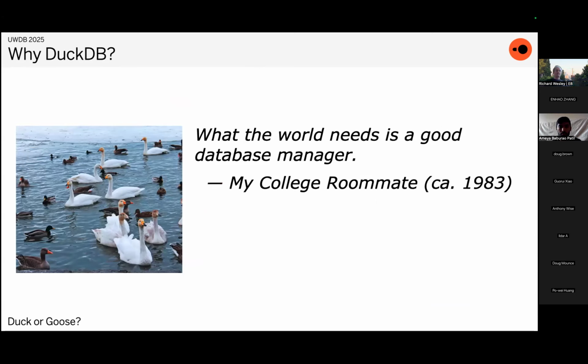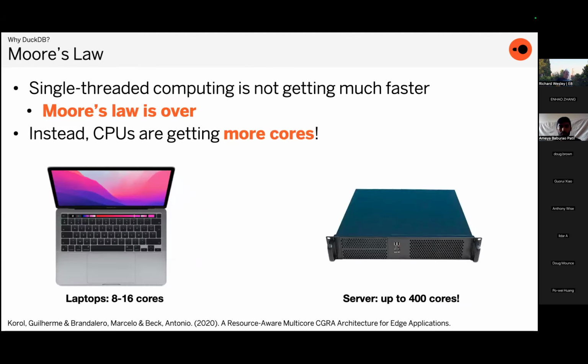But why? Why do we need another database? My college roommate used to say this all the time back in the 80s. Well, part of what happened in the last 10 or 15 years is that hardware went through a sort of state change, and Moore's law was over.